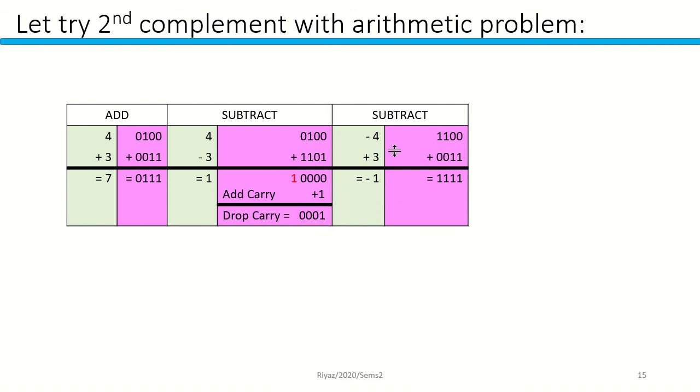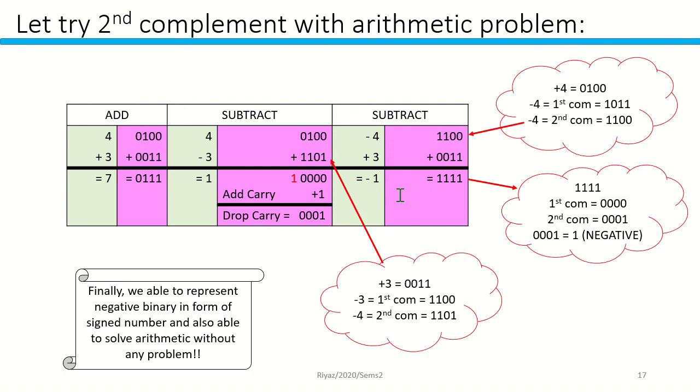How about subtracting? Negative 4 becomes 1100, and then you're going to add 3, which is 0011. The total becomes 0 plus 1 is 1, 0 plus 1 is 1, 1 plus 0 is 1, 1 plus 0 is 1. So you're going to have 1111. Is it the same with this one? Not yet, because this is in second complement. You need to change it back to get 01. So this is the explanation for this one.